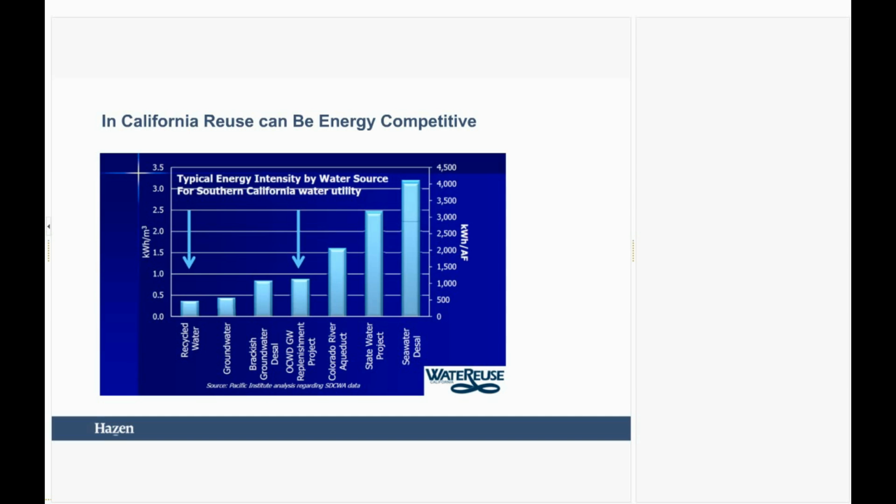To what extent are renewable energy sources being used to power the plants? That's a good question. We aren't seeing necessarily a lot of renewable energy integrated into the plants themselves, but there are offsets that are used.